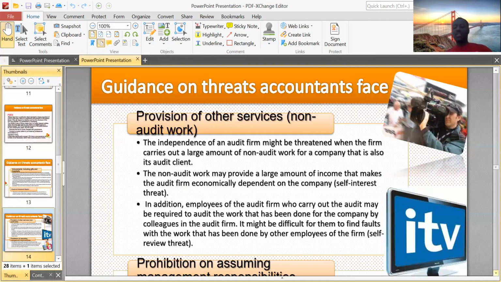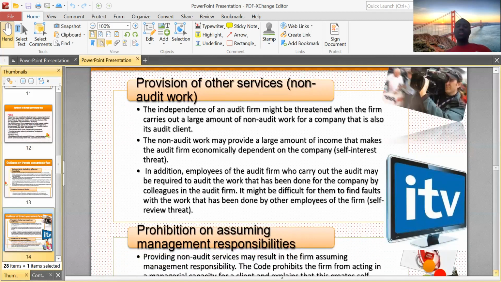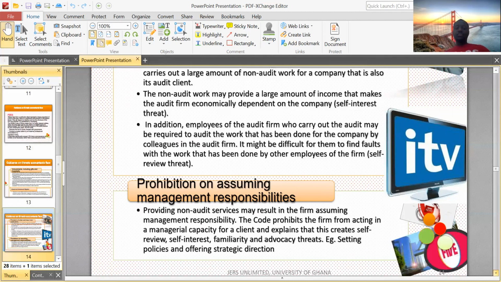So that's very, very important. Anytime a company is going for other services, this is something that should readily come to mind, because you don't want the audit firm to become economically dependent on the audit clients.